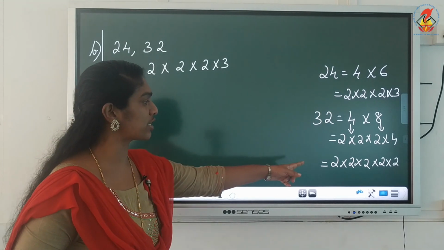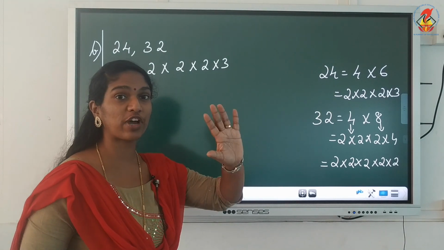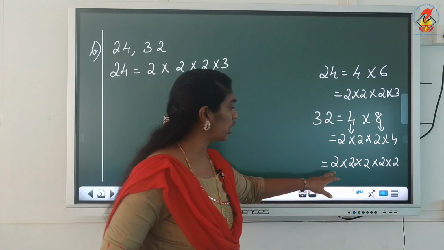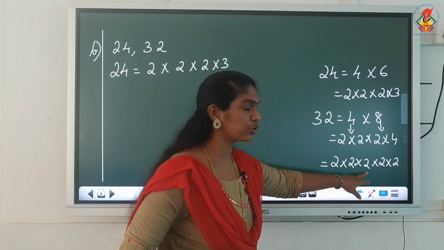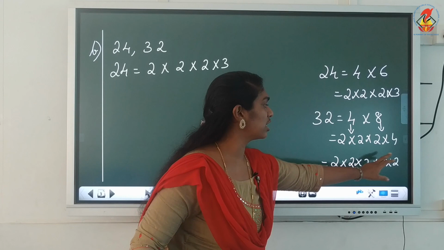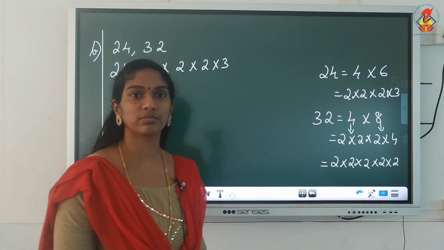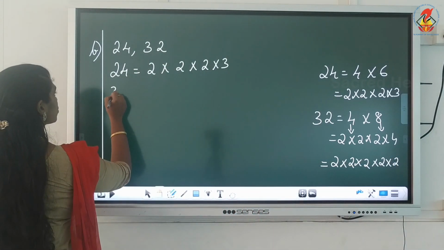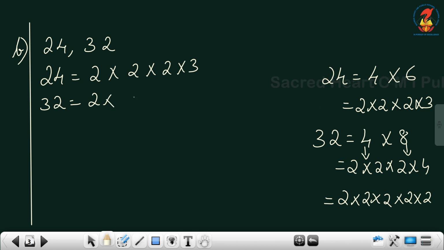So for 32 what is the prime factorization I got? I got 5 2's over there. Now you multiply and see. 2 into 2 is 4, 4 into 2 is 8, 8 into 2 is 16, 16 into 2 is 32. Okay? So I'll write for 32 over here, one below the other: 2 into 2 into 2 into 2.